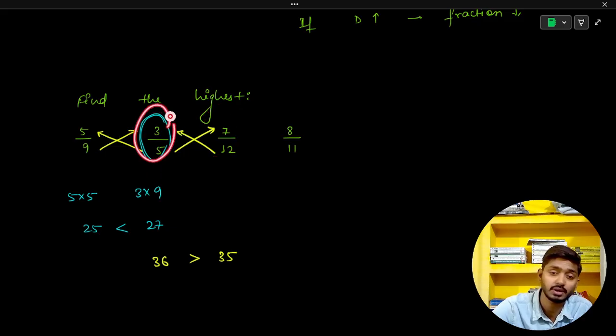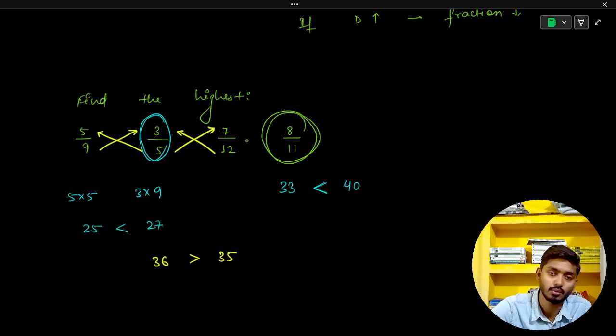Now we'll have to compare this winner with the last contender, which is 8 by 11. Let's cross multiply. 3 times 11 would turn out to be 33, whereas 5 times 8, remember, the denominator would move to the numerator section, would turn out to be 40. Now we can very clearly see 40 is greater. So we can say that 8 by 11 would be greater than 3 by 5 because the latter part is greater. So the highest of all would be 8 by 11. This is our final answer. Simple as that.